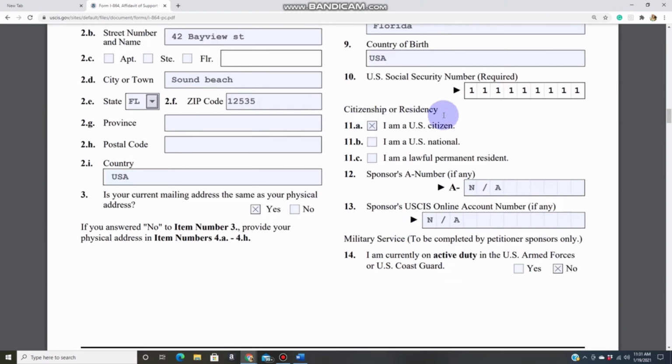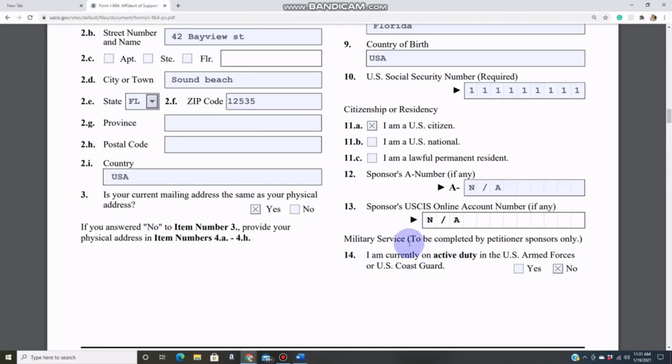Citizenship or residency. So in this part, my husband ticks 1A, I am a US citizen. And since he is a US citizen, he does not have an A number. Sponsor's USCIS online account number. Since we do not have a USCIS online account number, I write NA.